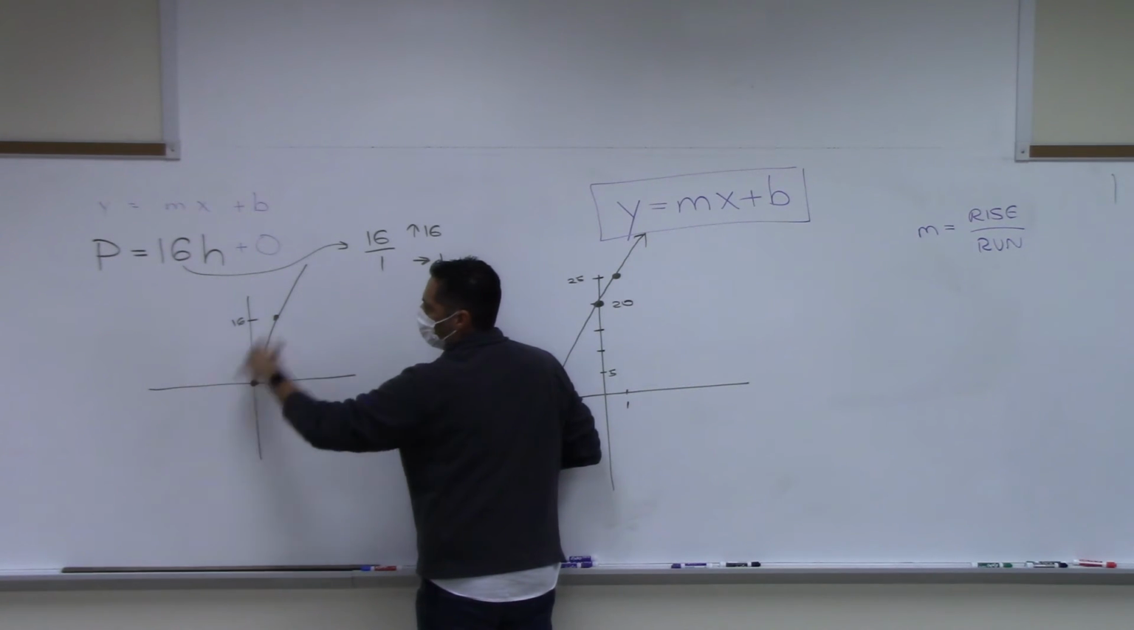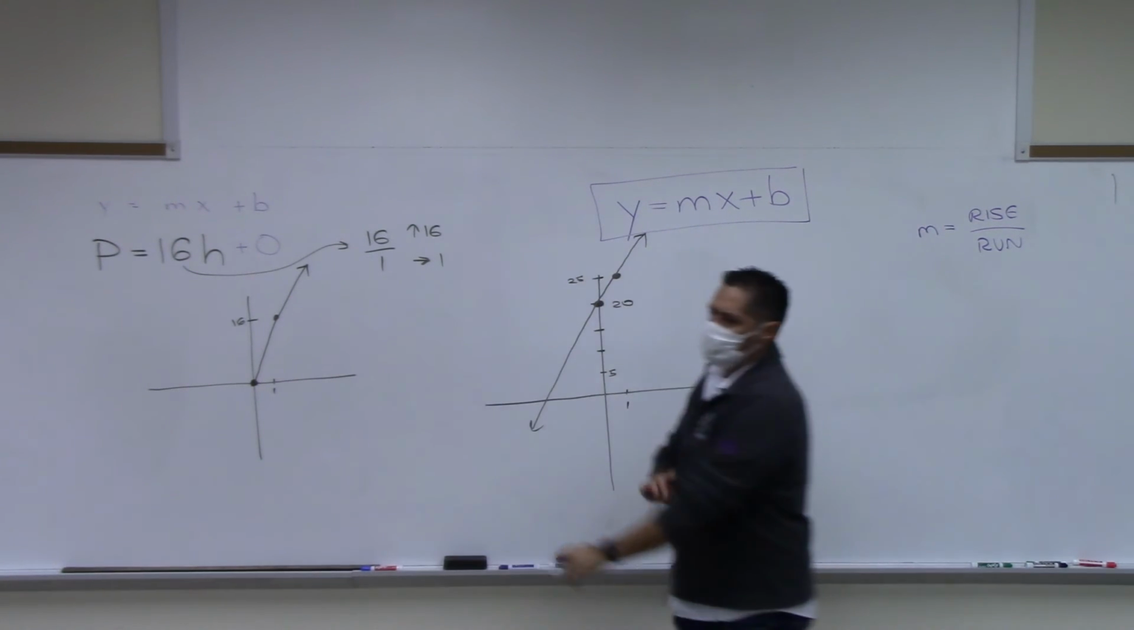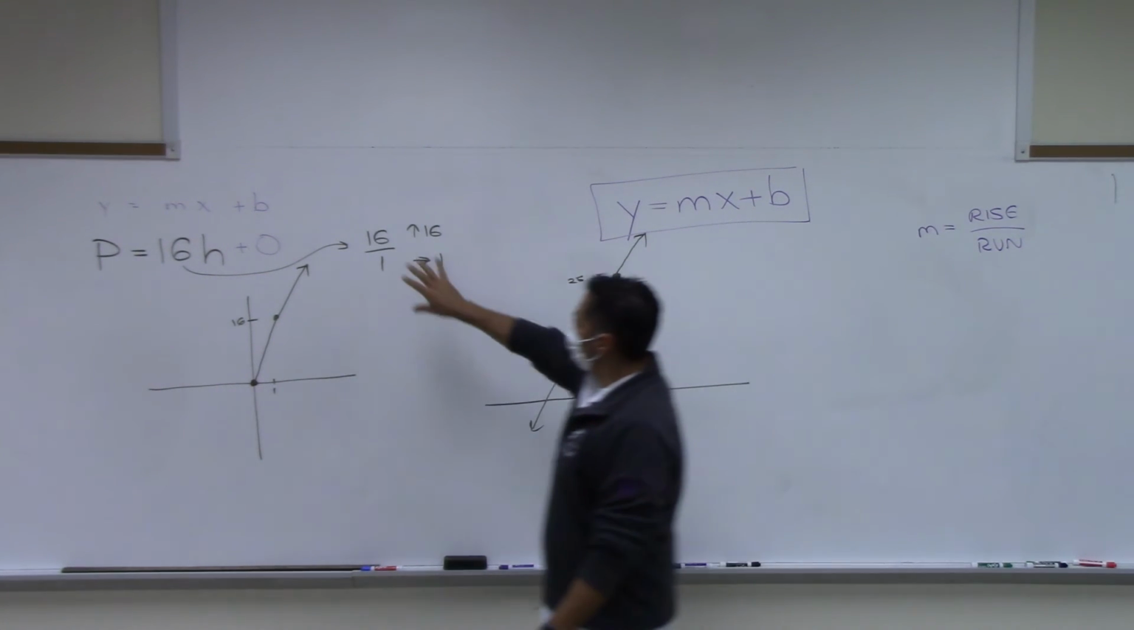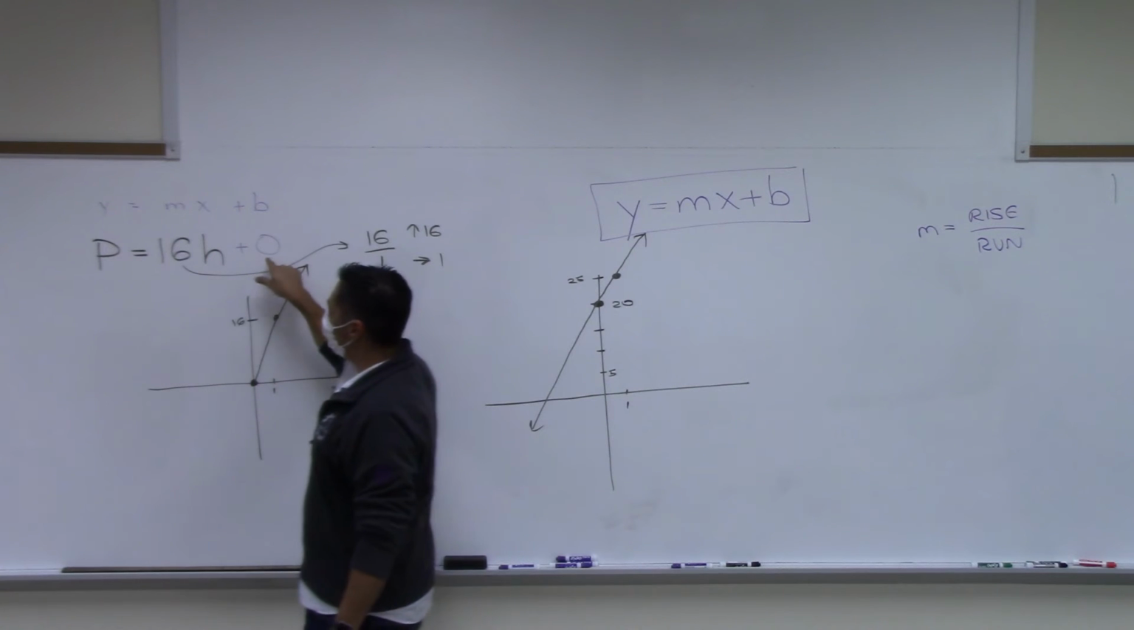And remember, it couldn't have negative hours, so. See, that was pretty clean, right? Just by using this idea. This is your slope, this is your y-intercept.